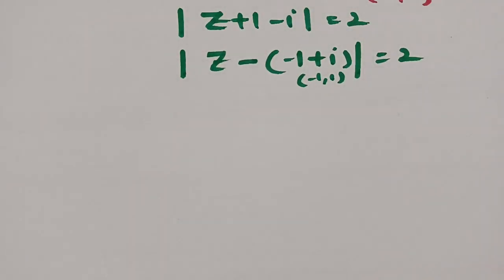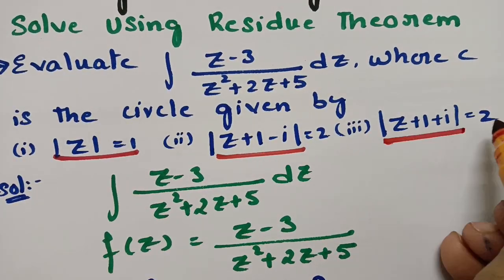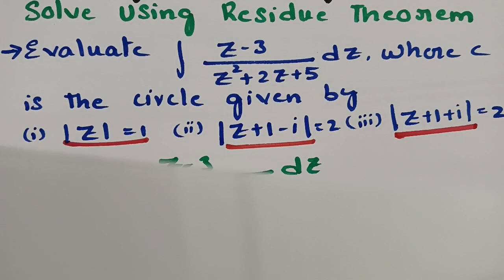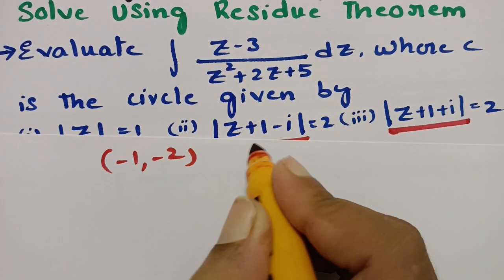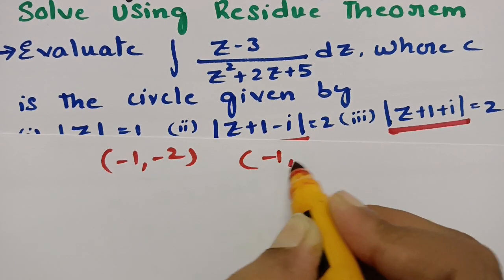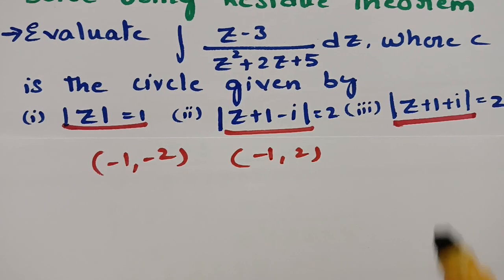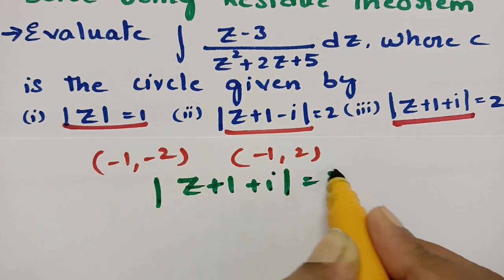And the next case here is |z + 1 + i| = 2. So what do we have to do with this? Here it is very clear that we got the pole values as minus 1 minus 2i, and the next one here is minus 1 plus 2i. And now the circle is given as |z + 1 + i| = 2.